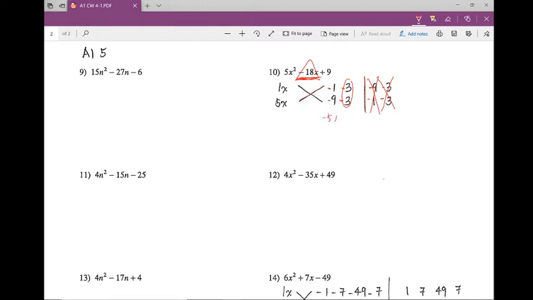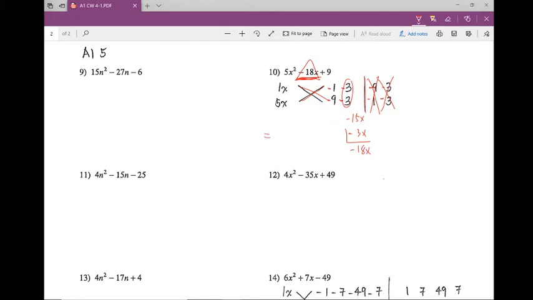5x times negative 1 is negative 5x. 1x times negative 9 is negative 9x. Close, but not really the term I wanted. Lastly, 5x times negative 3 is negative 15x. 1x times negative 3 is negative 3x. And I do get negative 18x, which I wanted.